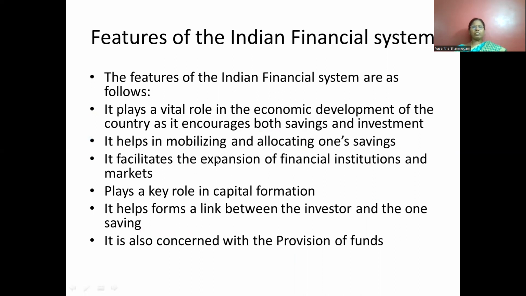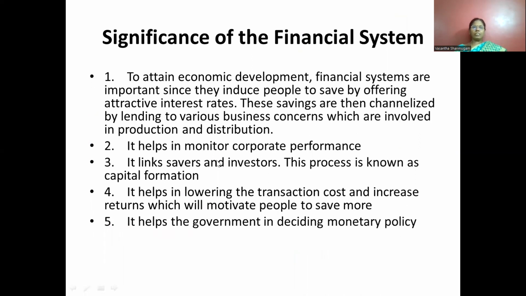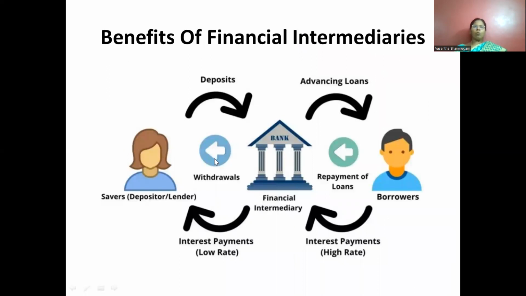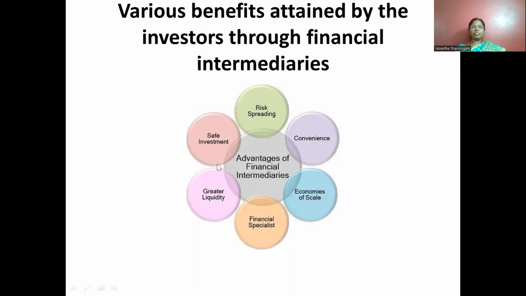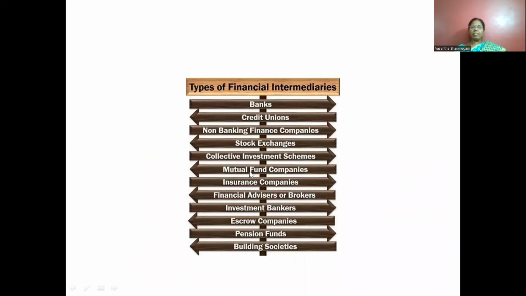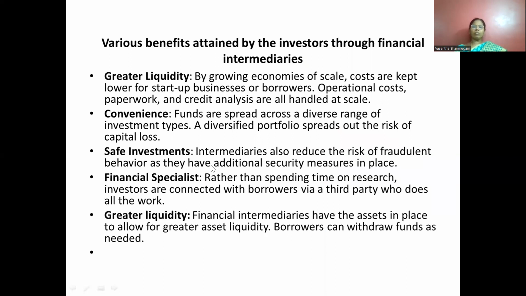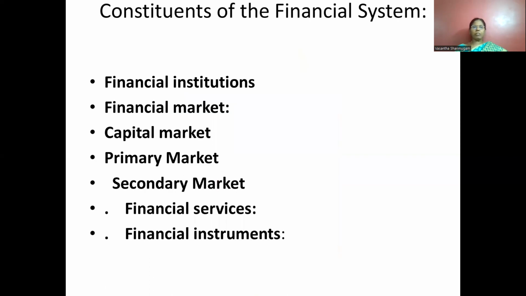Next, the various features of the Indian financial system are discussed, and the importance. Then who are called financial intermediaries and how these financial intermediaries work, that is discussed. Then what are the important advantages of financial intermediaries? Then what are the different types of financial intermediaries? Then what are the benefits attained by the investor through these people? How these financial intermediaries help in matching or connecting the people who have money and the people who need money.